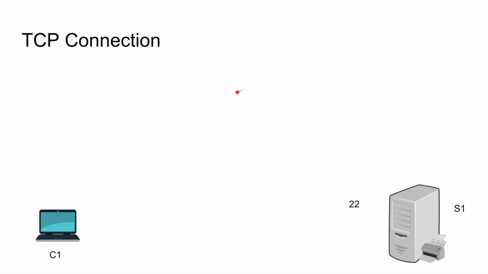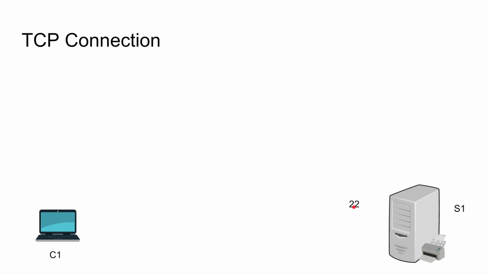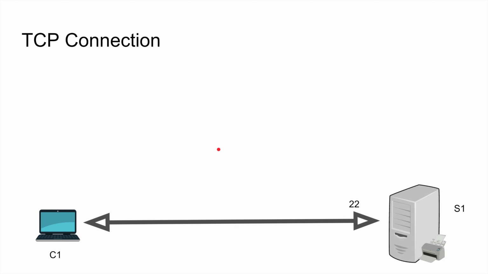But that's it. TCP connection. Let's say I am a client that has an IP address C1, and I want to connect to a server S1 IP address, and it has an open port on 22, which is the SSH, the secure shell server. So in order to do that, I want to establish a bidirectional TCP connection. We talked about that in another video, but that's in a nutshell. It's bidirectional. C1 can send data to S1, S1 can send data to C1, okay?